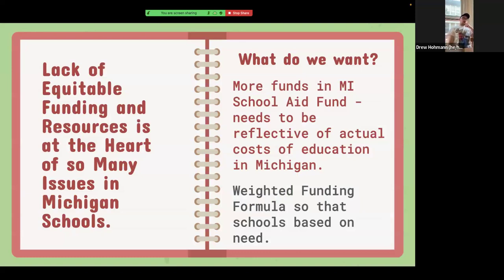So there is a lack of equitable funding and resources at the heart of a lot of these issues, right? So in a lot of our work, we say that we want more funds in the Michigan School Aid Fund. And that should be reflective of what this stuff actually costs, right? And we want to see a weighted funding formula. So when we say equity, we mean based on need, right? So we realize that maybe a school in the Upper Peninsula might not need as much as a school in Oakland County, let's say. You know what I mean? So there might be different needs based on schools, and we should be funding our schools that way.